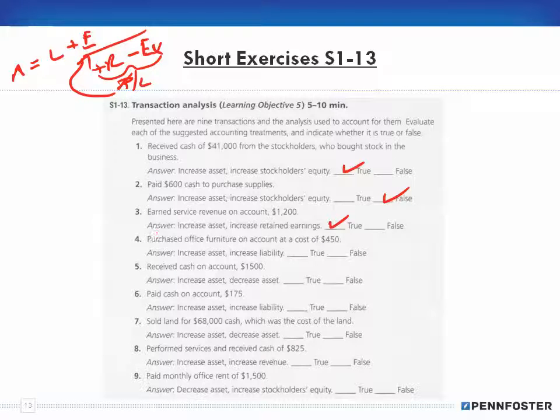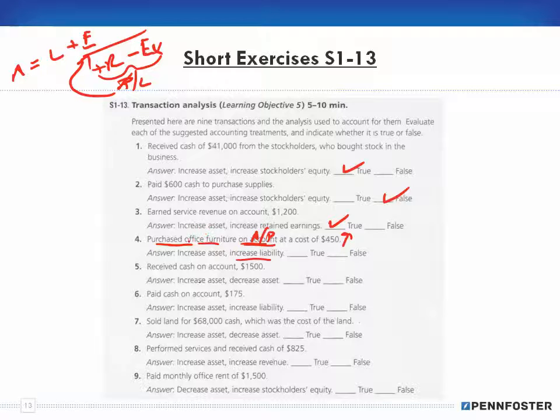Okay, 4. Purchased office furniture on account at a cost of $450, an increase in an asset, an increase in a liability. So if I'm purchasing office furniture on account at a cost of $450, am I affecting cash? No. If I'm not affecting cash, am I affecting accounts payable or accounts receivable? Yes, because it's on account. Well, I'm purchasing office furniture, so this here is an accounts payable, and I'm increasing my accounts payable going from 0 to 450. So I have an increase in a liability.